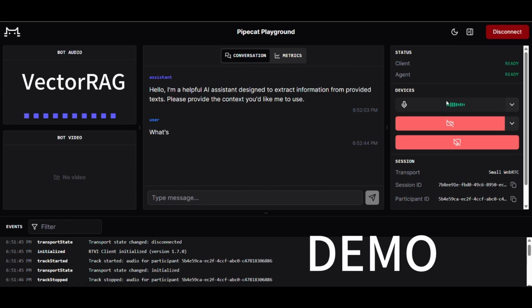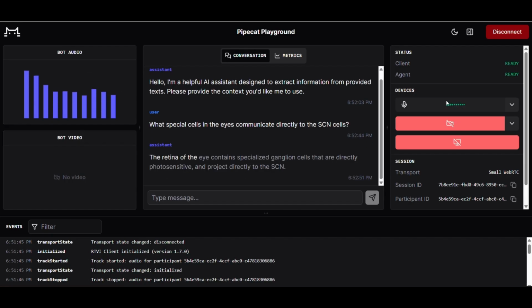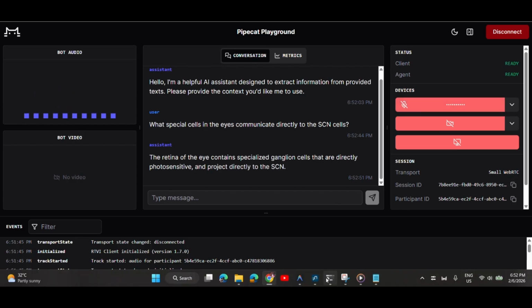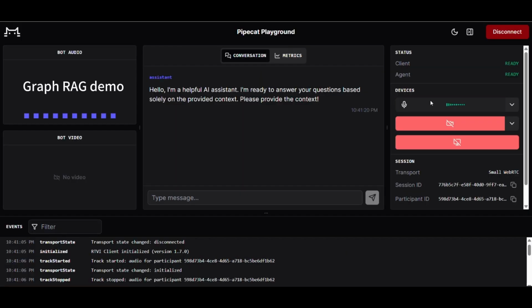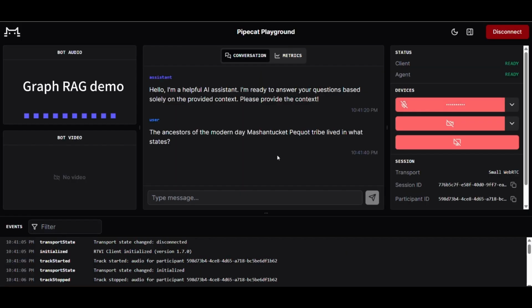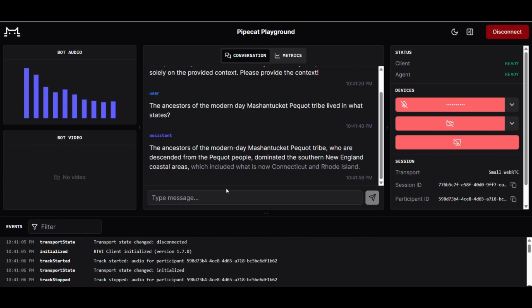What special cells in the eyes communicate directly to the SCN cells? The retina of the eye contains specialized ganglion cells that are directly photosensitive and project directly to the SCN. The ancestors of the modern-day Mashantucket Pequot tribe lived in what states? The ancestors of the modern-day Mashantucket Pequot tribe, who were descended from the Pequot people, dominated the southern New England coastal areas, which included what is now Connecticut and Rhode Island.